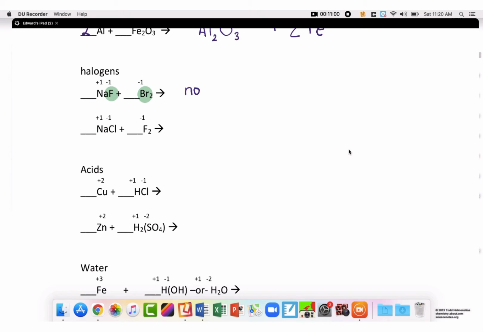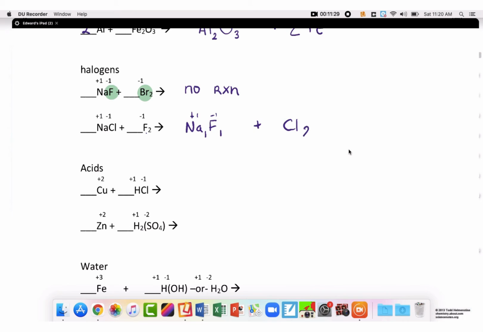And just put no or no reaction. Right? And now we're looking at F and Cl on this next one. And F is indeed above Cl. So Na plus 1, F minus 1. Now, we can put our subscripts of 1 and 1, but the 1s are optional, right? Plus Cl. Now, is Cl diatomic? Yes, it is. So it needs a 2 behind it. Now we have to balance. We have 2 Cl's, 2 Cl's, 2 Na's, 2 Na's, 2 F's, 2 F's. We're done.